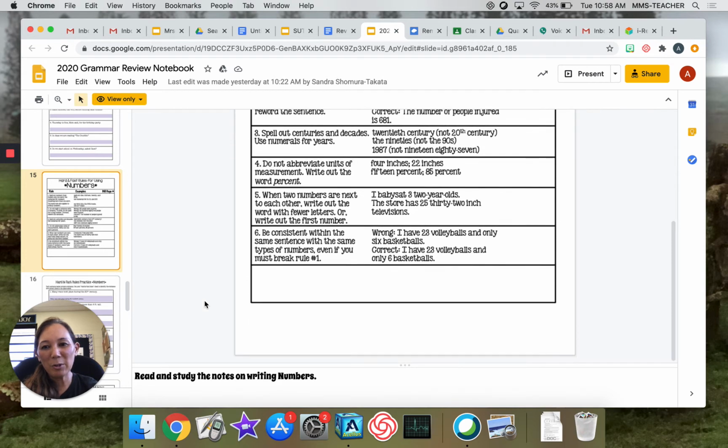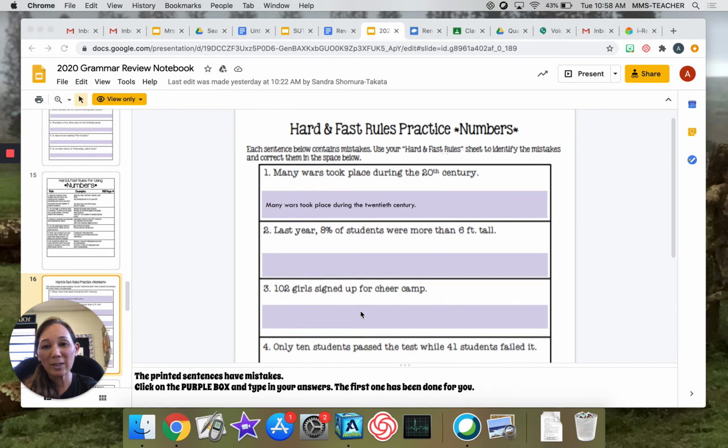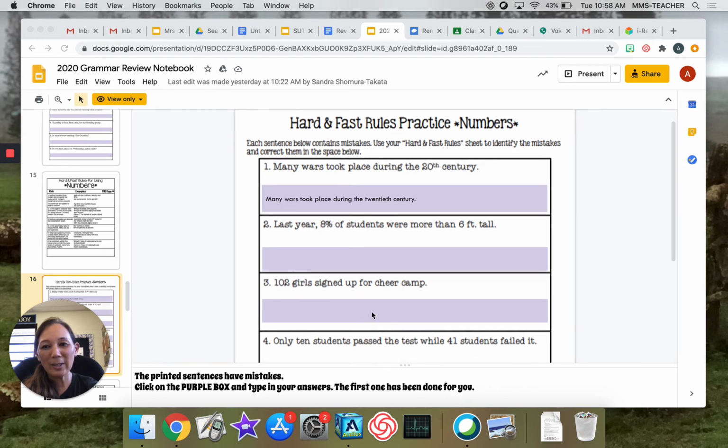Okay, so on the next slide, what you're going to do is practice. Now, I know there are a lot of rules for numbers, but you're going to practice. It says each sentence below contains mistakes. Use your hard and fast rule sheet to identify the mistakes and correct them in the space below. So let's look at example number 1. Many wars took place during the 20th century. And we corrected it right here in the purple. Many wars took place during the twentieth century.